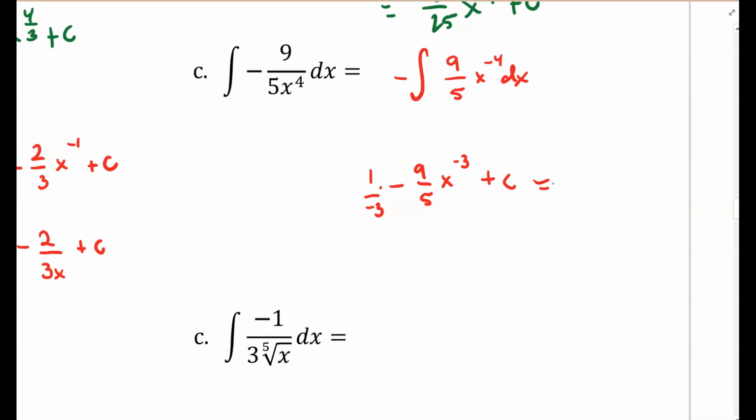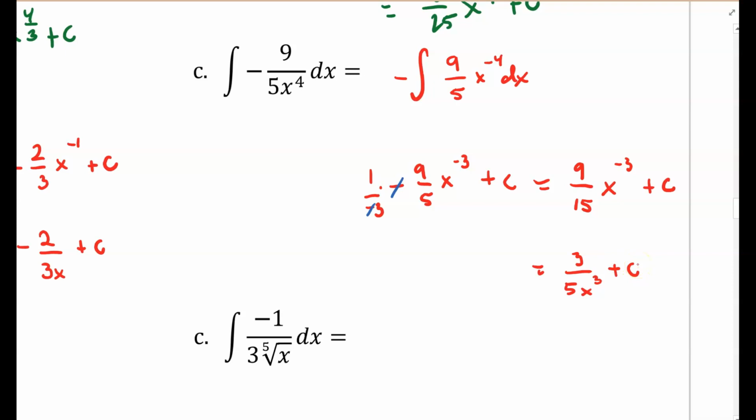So this ends up giving us, we have the two negatives that cancel. Sorry, my notation was a little weird. I was even second guessing myself. So -3, I'll reduce after. So 9 over 15 x to the power -3 plus c, which reducing by 3, we get 3/5 x to the power -3 plus c.